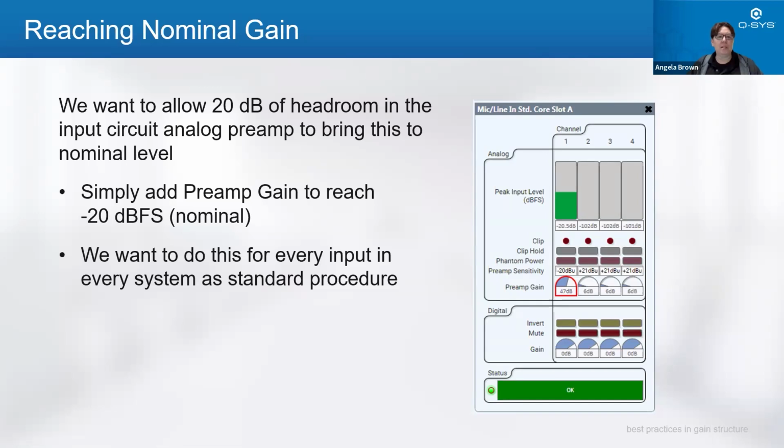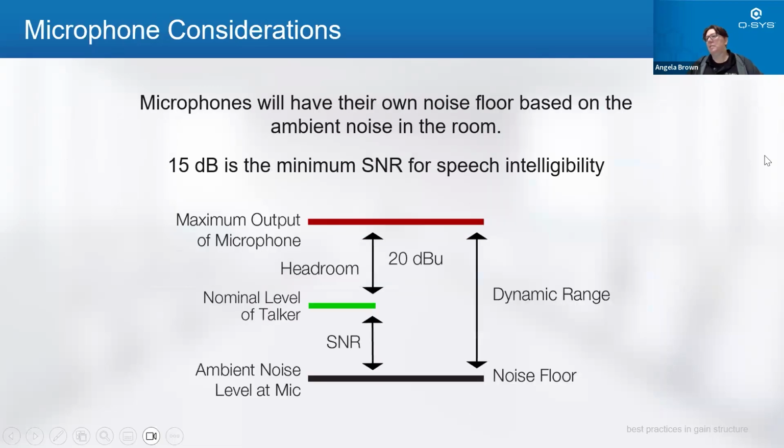So moving on with microphones, they have their own noise floor based on the ambient noise in the room. We talked about that a few slides ago. AVIXA standard for speech intelligibility, and speech intelligibility means when somebody's talking, you understand the words. It doesn't sound like you're watching a cartoon and hearing some announcement in the background, or you're in an airport and you hear an announcement way far away and you have no idea what's being said.